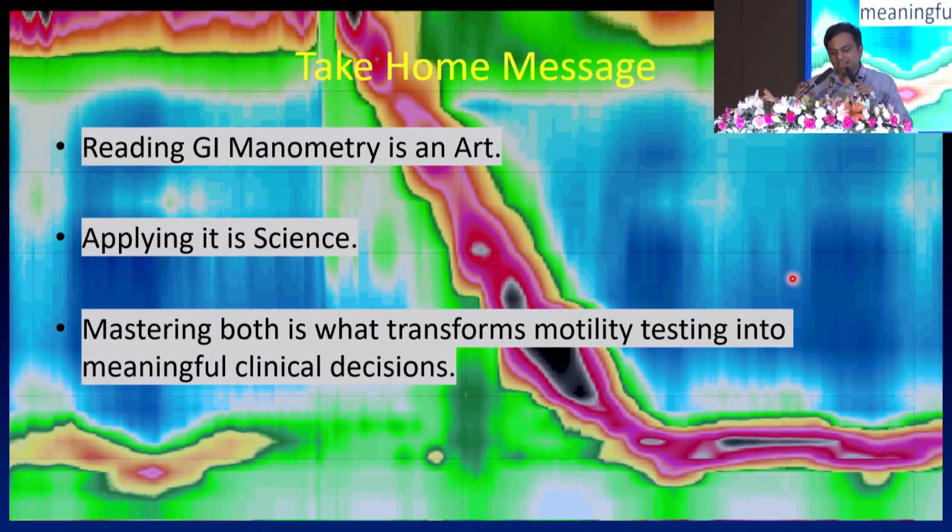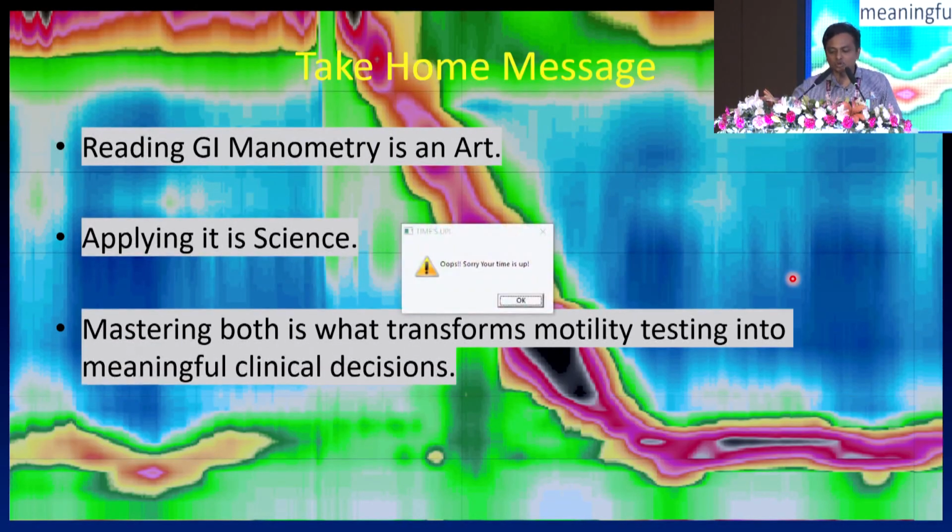So ladies and gentlemen, I think that reading GI manometry is an art. Applying it is science. And mastering both is what transforms motility testing into meaningful clinical decisions. Thank you so much.